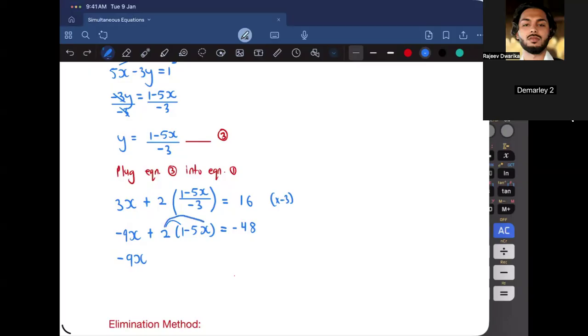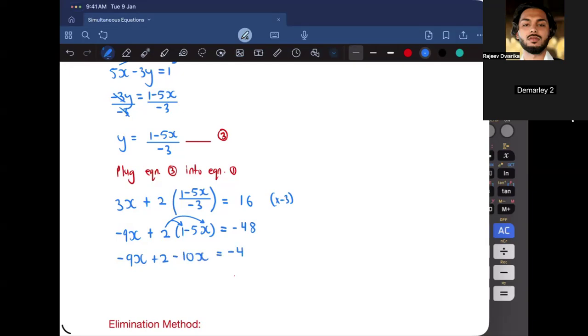After this, you should be very good in simultaneous equations for sure. I think it should be okay, if not amazing.